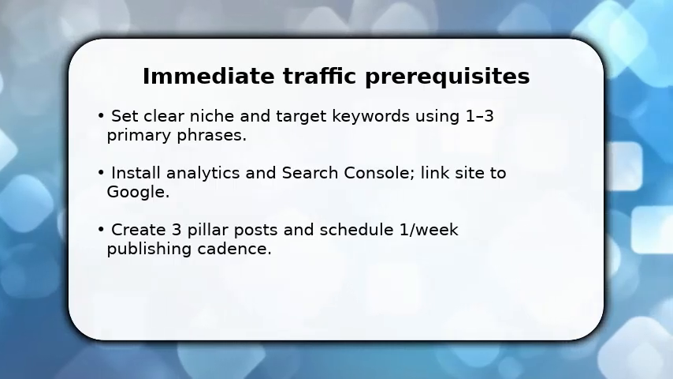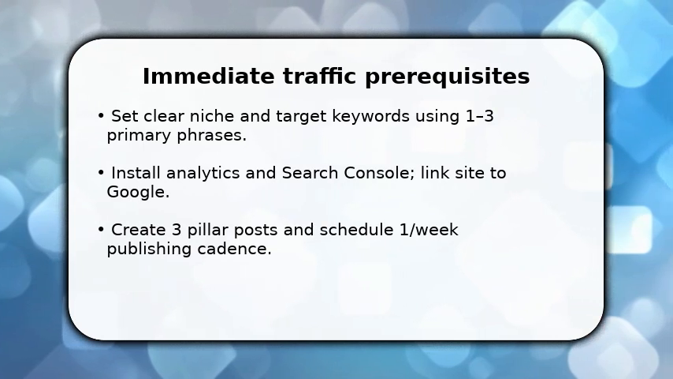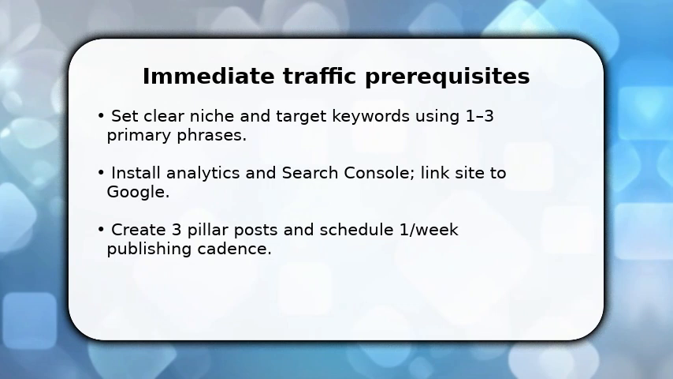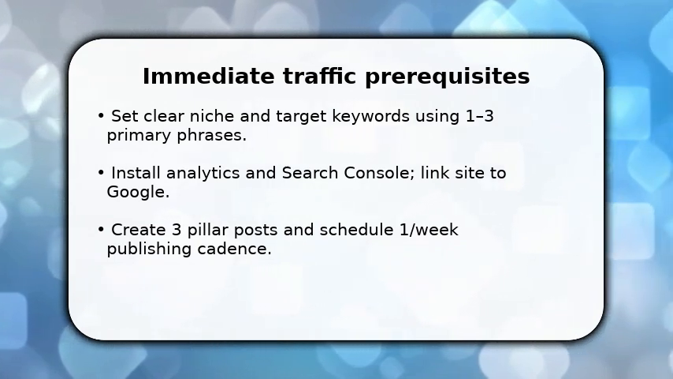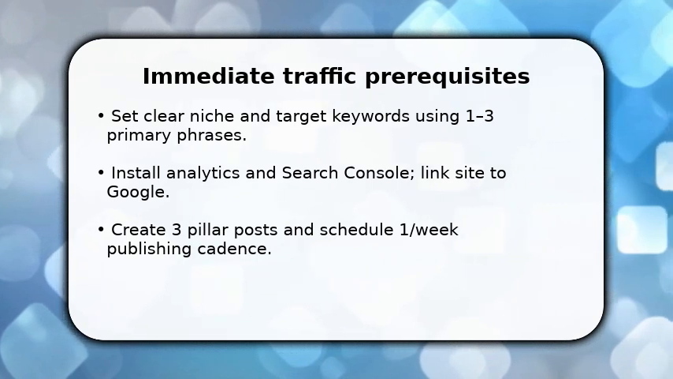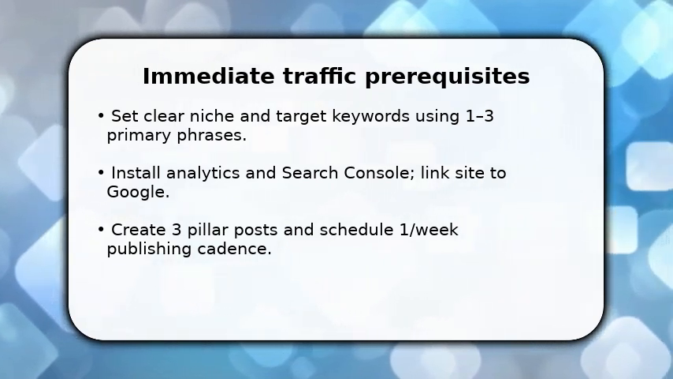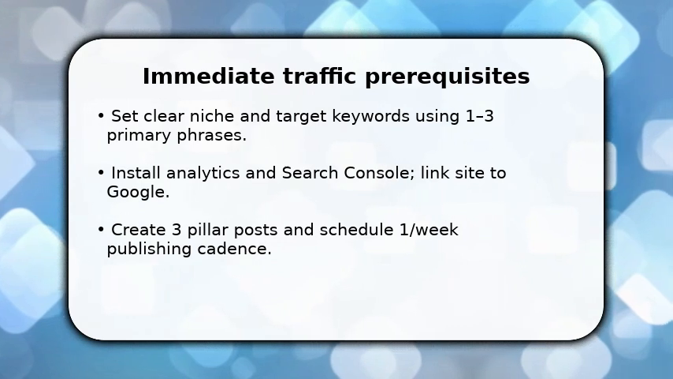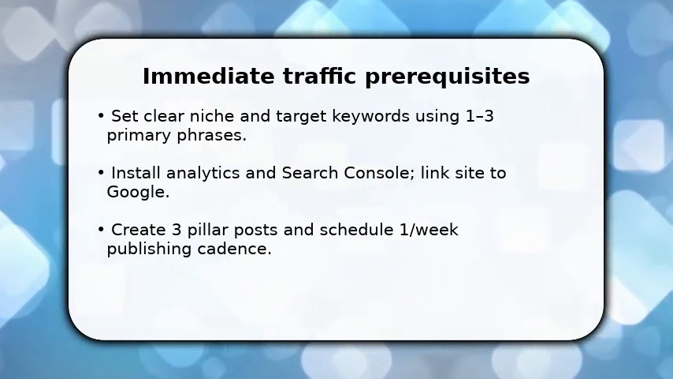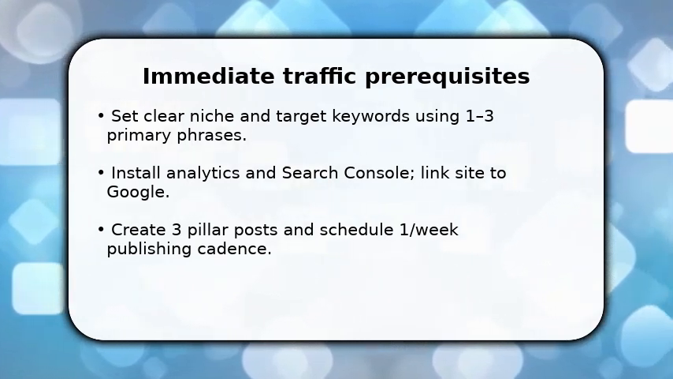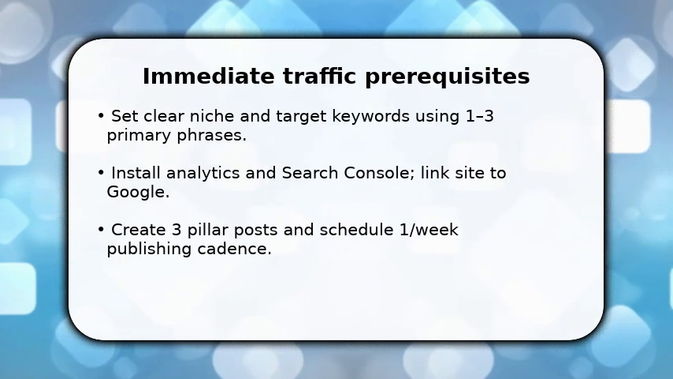You begin by locking the niche and keywords so every action attracts the right readers. Once the niche is fixed, install Analytics and Search Console to measure traffic and spot issues. Then publish 3-pillar posts that showcase authority and set a realistic schedule, 1 post per week, to signal consistency. Make sure to optimize titles and meta descriptions for clicks and add internal links from new posts to those pillars. This creates a traffic foundation you can grow.